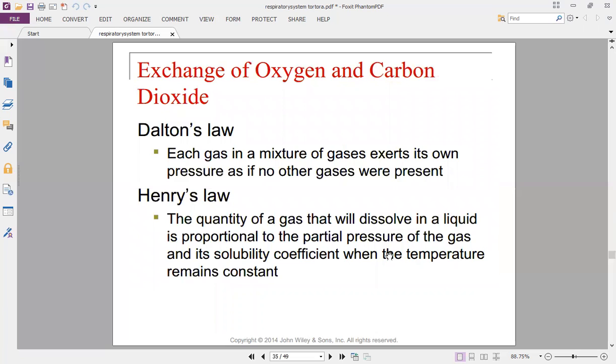The exchange is governed by Dalton's law of partial pressure and Henry's law, which tell you respectively that each gas in a mixture of gases exerts the pressure it would exert as if no other gas was present. That's Dalton's law. So oxygen and carbon dioxide behave very independently of each other. Even nitrogen behaves independently. Although there's not much influence of nitrogen when it comes to gas exchange, it is very good for understanding the actual respiratory physiology. Henry's law is that the quantity of gas that will dissolve in a liquid is proportional to the partial pressure of the gas and its solubility coefficient, while the temperature remains constant.